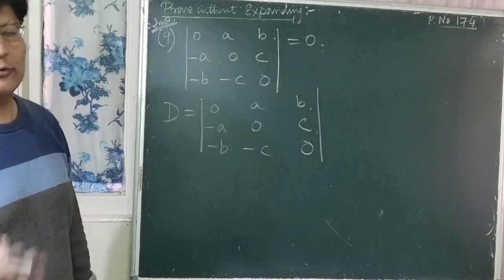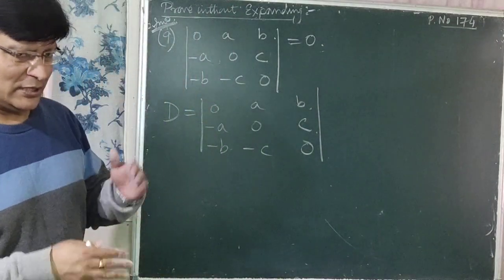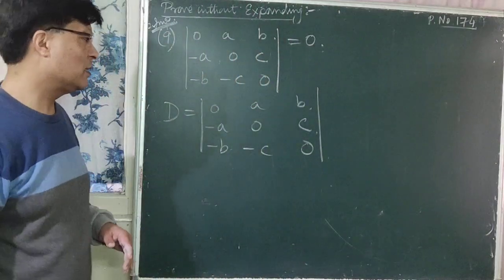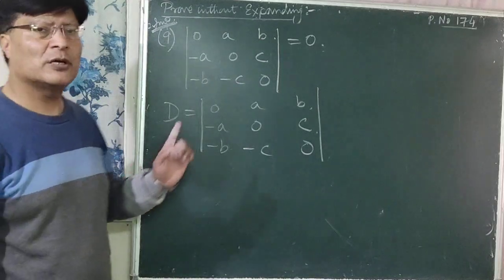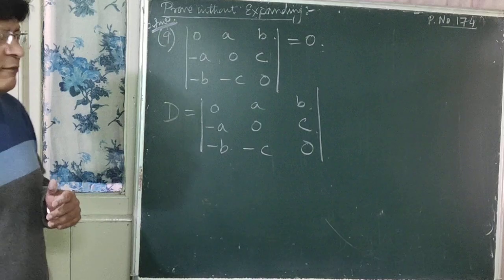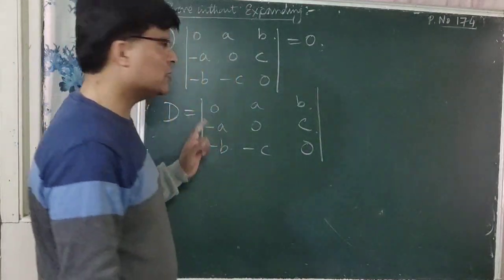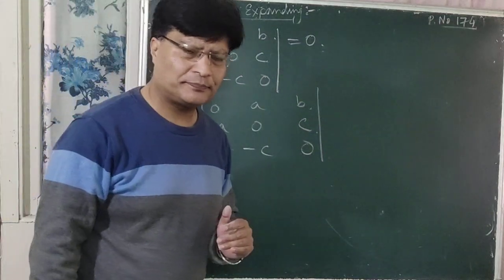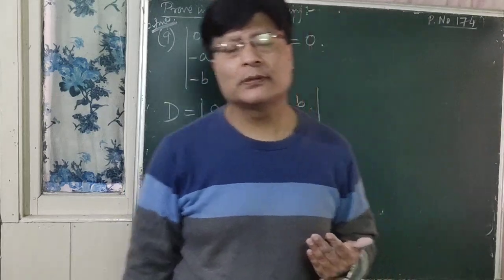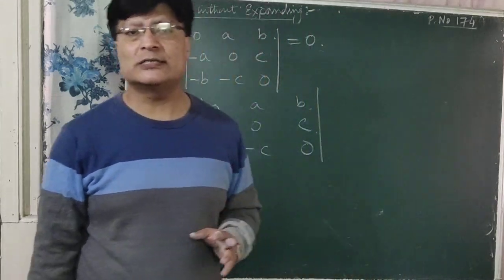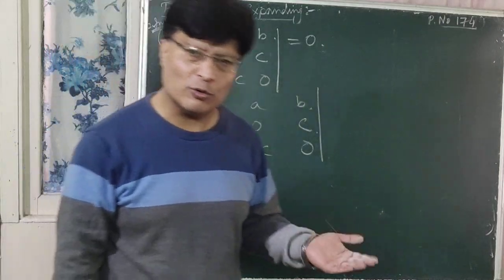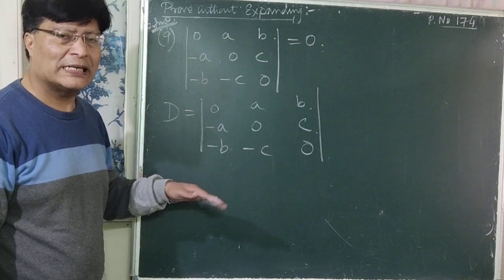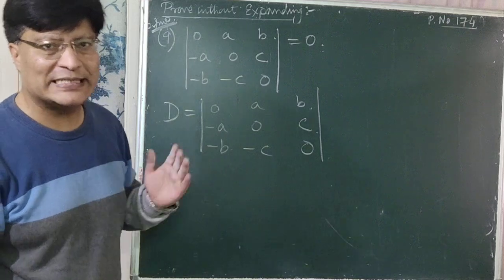So in this case you cannot use problem number 5. C1 plus C2, R1 plus R2, R1 plus R2 plus R3, C1 plus C2 plus C3. You cannot use that property. That is, you cannot use problem number 5 in this case. So there is a different method here. So what we will do here is, you have to use problem number 1. What does problem number 1 say? Problem number 1 is: the value of a determinant remains unaltered if rows are changed into columns and columns into rows. Okay. So now let us change rows into columns and columns into rows in this particular determinant.